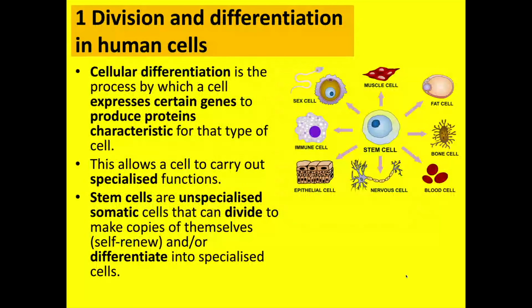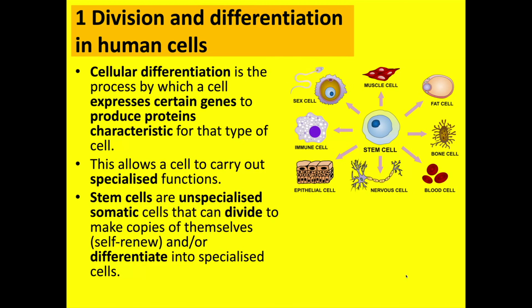So moving on, cellular differentiation. Now, cellular differentiation is the process by which a cell expresses certain genes to produce proteins characteristic for that type of cell. Okay, now I would suggest learning that entire definition. It's a very common question in the past paper questions where it asks you to define cellular differentiation. Knowing that definition is going to get you marks in all likelihood in your exam.